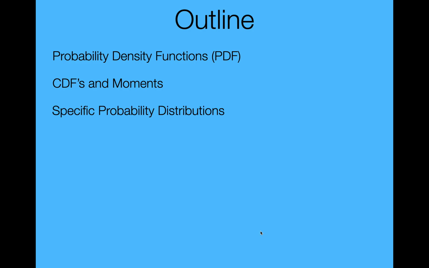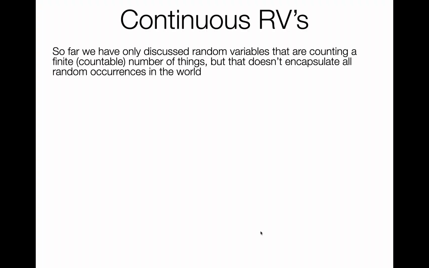And then we'll get into specific probability distributions. We'll talk about the normal, which is the most important one. And then we'll talk about two more called the exponential and gamma, and we may talk about a few others as well.